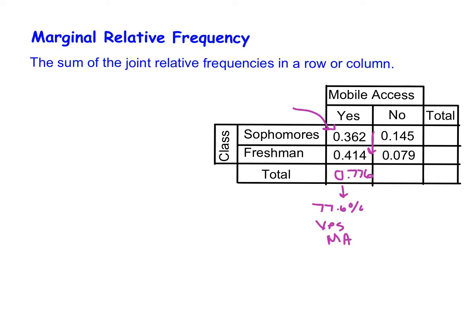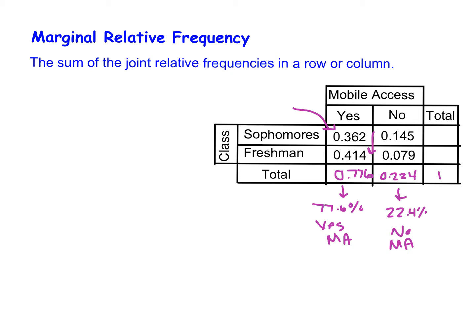Then if we add straight down in the next category, so 0.145 plus 0.079, we find 0.224, or 22.4% said no to having mobile access. Now, if you add those two together, you're going to find that equals a total of 1, which should make sense because that represents 100%.